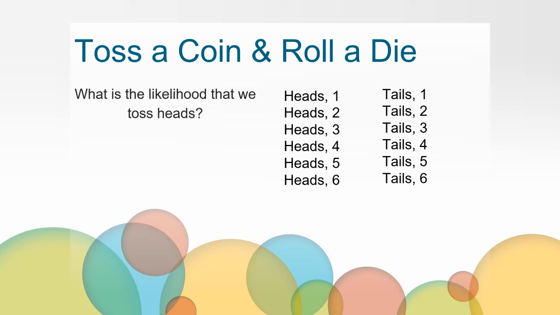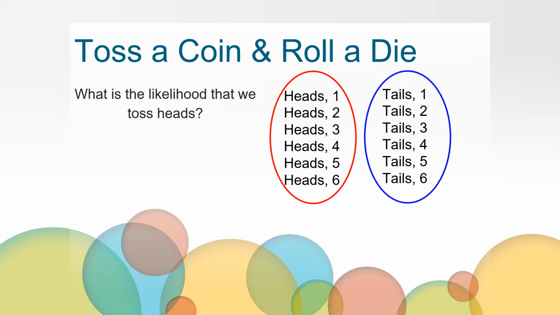Now, what is the likelihood that we toss heads? Well, if we look at our sample space, or list of possible outcomes, we can count all the possible outcomes where heads is tossed. There are 6 possible outcomes that include heads. How many possible outcomes do not include heads? Well, there are also 6 possible outcomes that do not include heads. Therefore, it is equally likely to toss heads than to not toss heads when tossing one coin and one die.